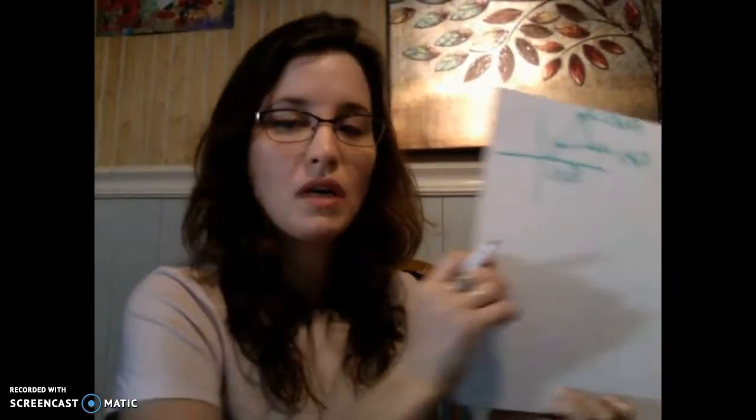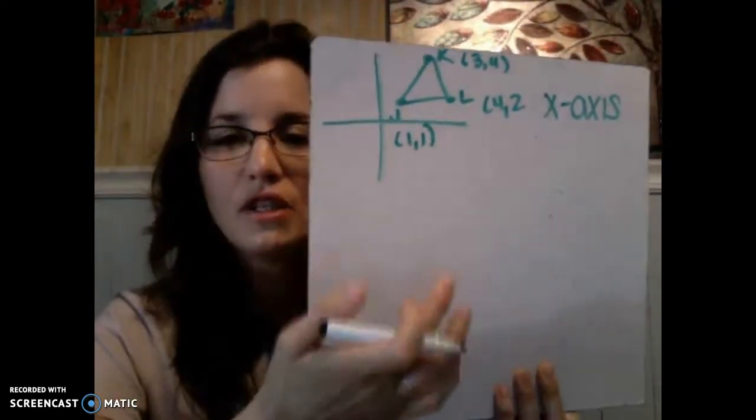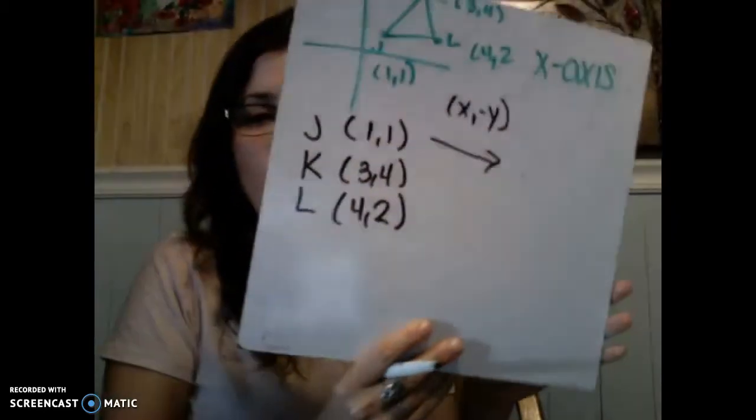Well, what I teach all of you to do is first you list your points. So I'm going to go ahead and list my points. I have J, K, and L. J is 1, 1, K is 3, 4, and L is 4, 2. And I want to apply my rule of reflecting over the x-axis, which means now I'm going to do (x, negative y). Boom, wrote them all out.